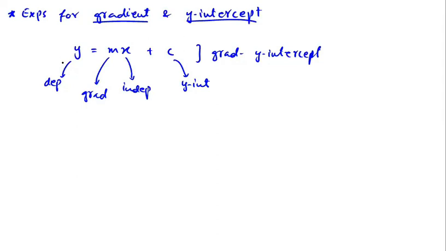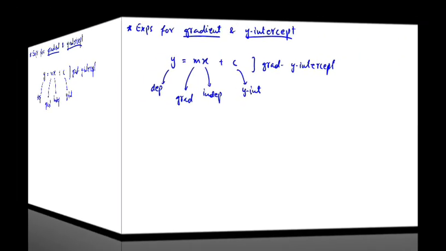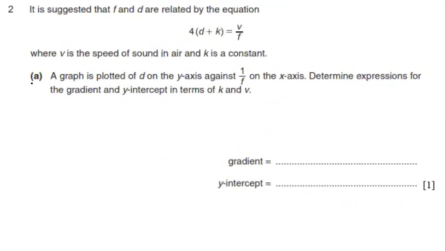We first of all make the dependent variable subject of the equation from the given equation, and then we look on the other side of the equation and identify the term that contains the independent variable. Now the constant part in that term gives us the expression for gradient, and the other term which is constant and adds to the term that contains the independent variable gives us the expression for the y-intercept, right? Let's do an example now.